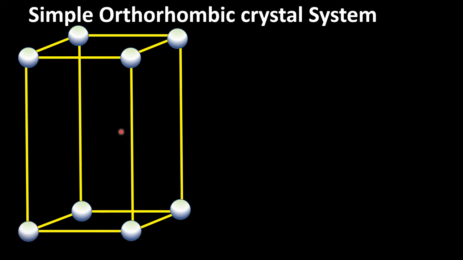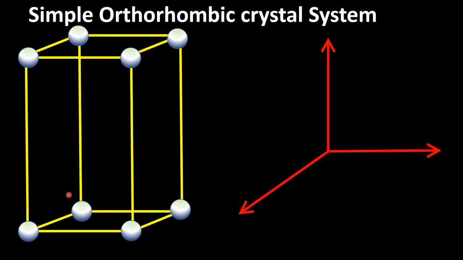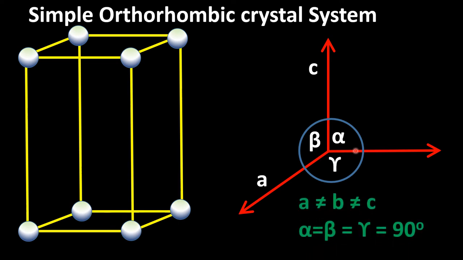Now it becomes the orthorhombic crystal, which is the combination of lattice plus atom. And now these are the axes. This one is our A axis, this one is our B axis, and this one is the C axis. Now this is the angle alpha, which is presented here. This is angle alpha, this one is angle beta, and this one is angle gamma.